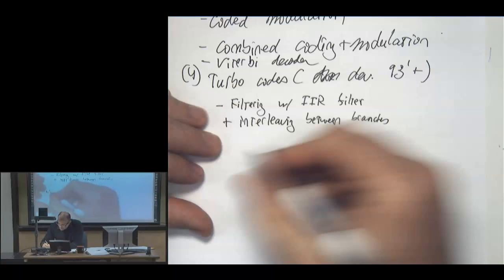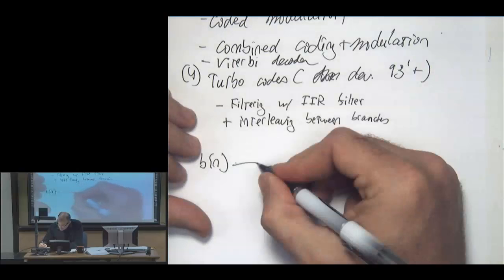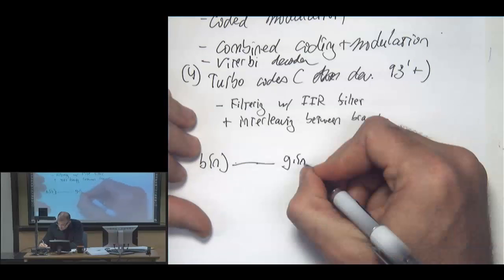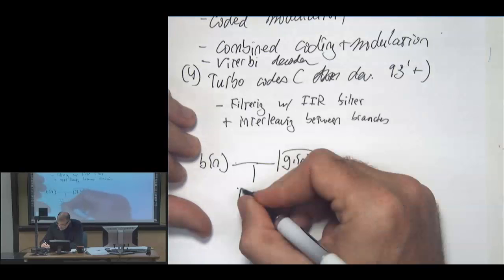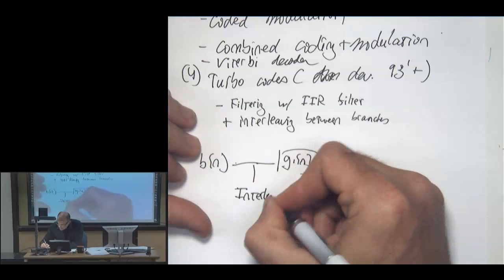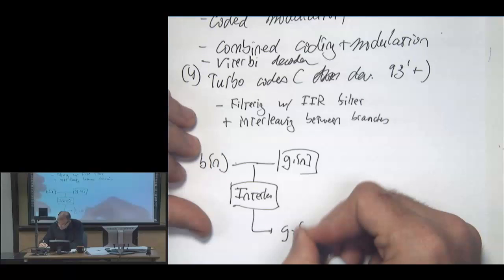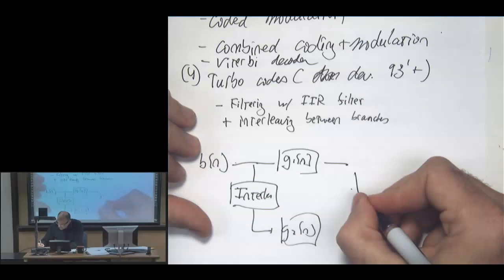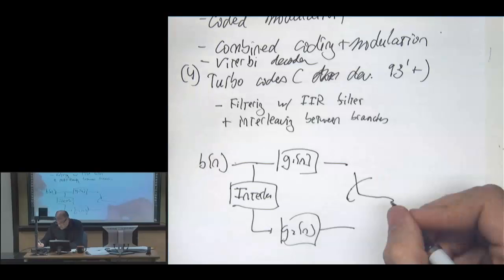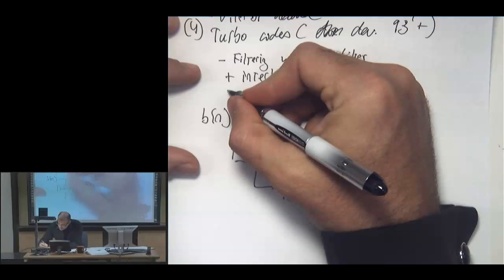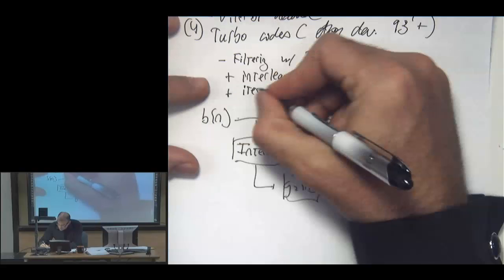So meaning that if you have b of n coming in, here it goes into an IIR filter, and here there's an interleaving operation, and then it gets filtered by another filter here. Same with this multiplexing operation here. And in addition to that, it uses a very special kind of iterative decoder, what's called an iterative decoder.